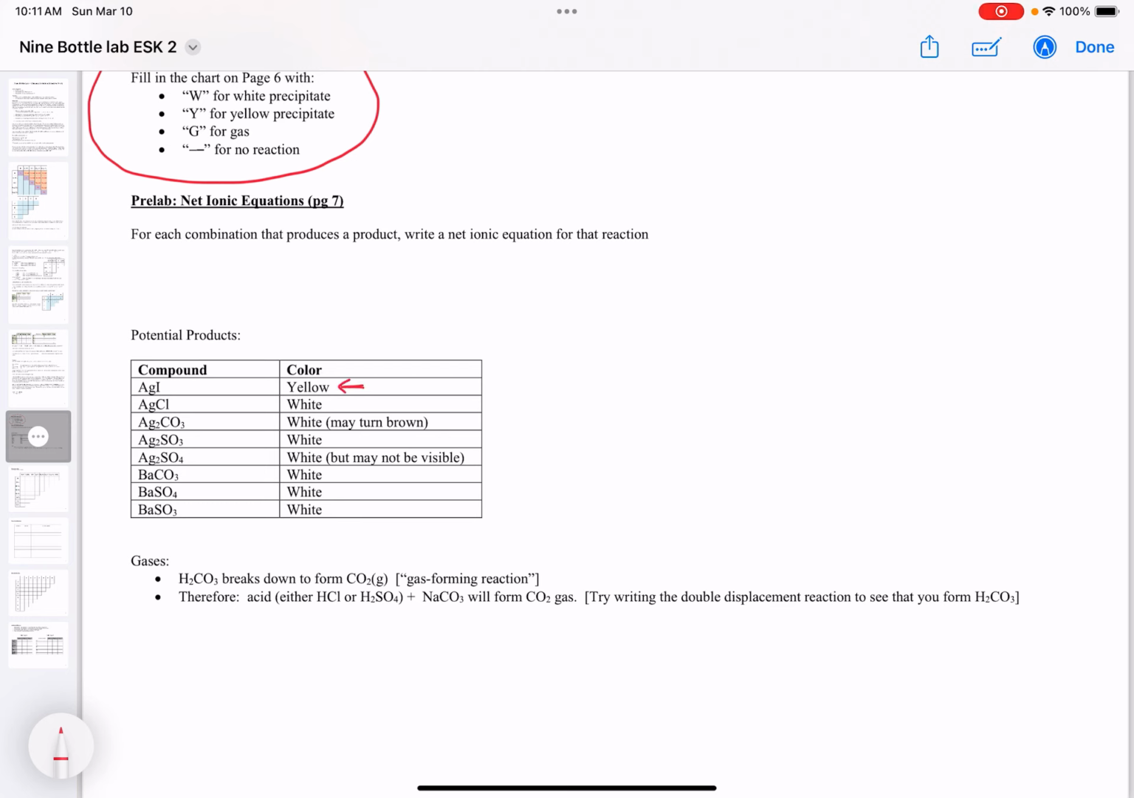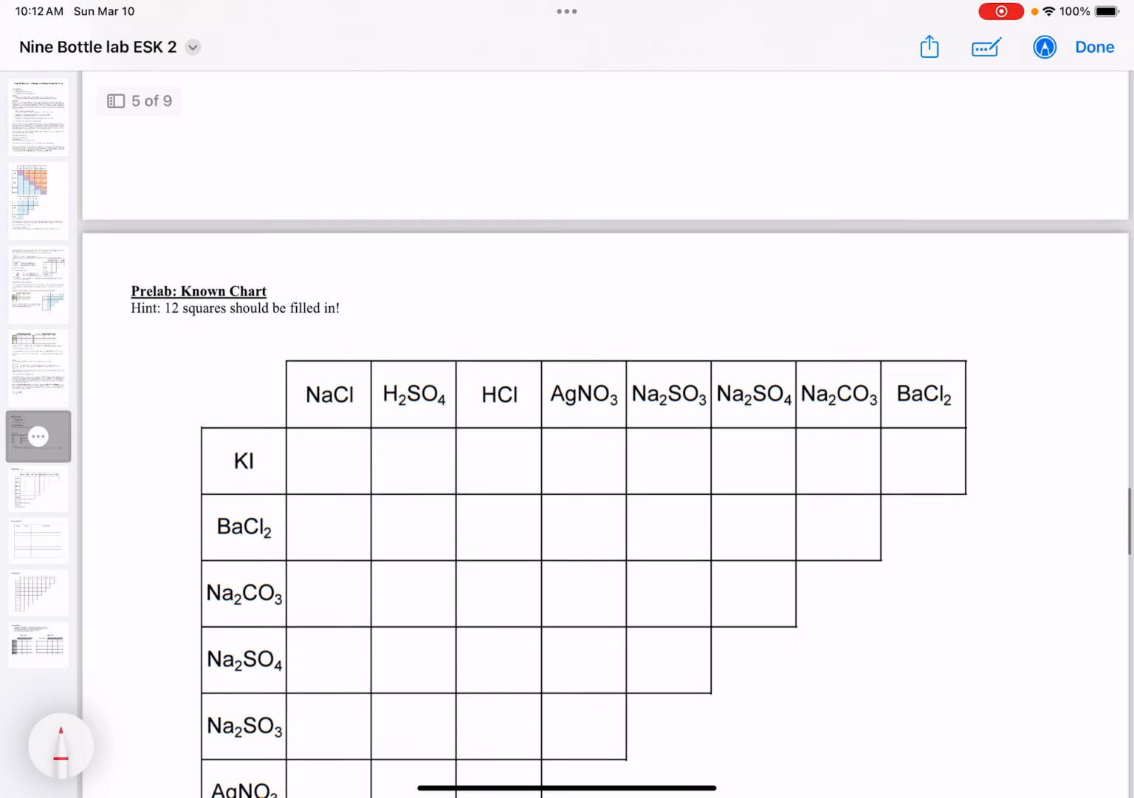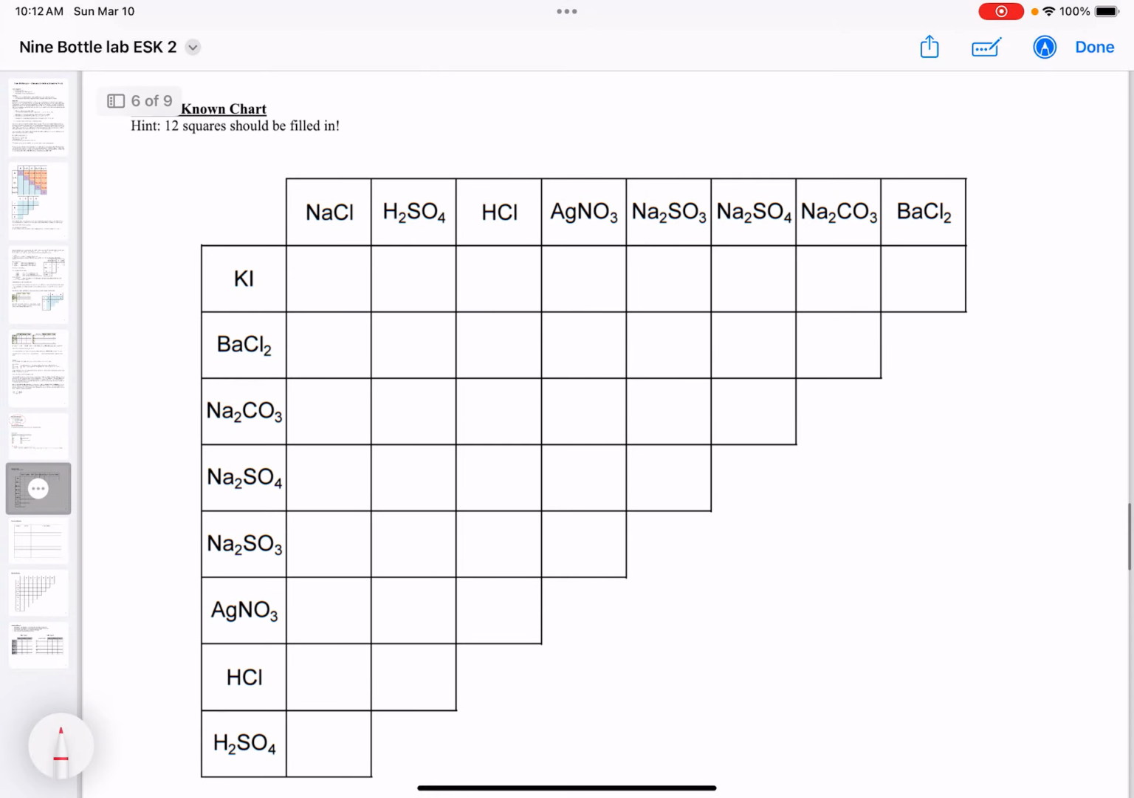And then we talked about gas-forming reactions in lecture. We talked about carbonic acid, H2CO3, and how that breaks down to form CO2 gas and H2O. So if you see H2CO3 as one of the products of your reaction, you should know that you're going to see bubbles for that reaction, so we would write a G for that. So we're going to look at a couple of these as an example. You should have a sheet of notebook paper, and you should write out all of these in an organized way on a sheet of notebook paper. I'm going to do it just on the screen so you can see.